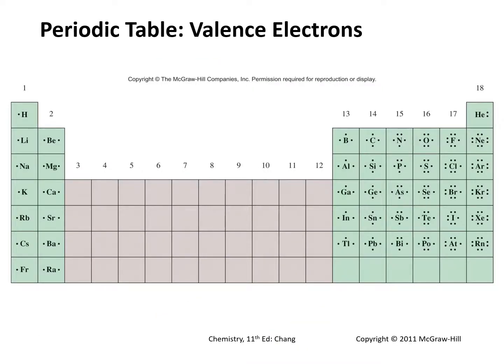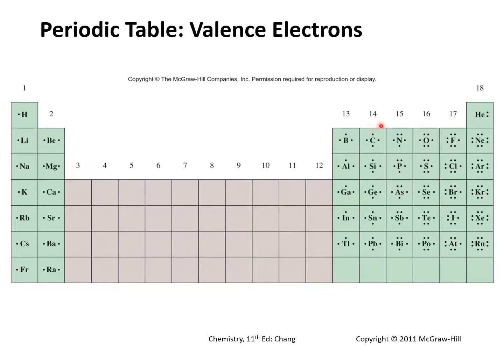You may have noticed that all the groups in the periodic table are numbered consecutively from 1 to 18. These numbers represent the group number. The significance of the group number is that it represents the number of valence electrons for all of the elements in that group. So for example, the elements in group 1 have 1 valence electron. The elements in group 2 have 2 valence electrons. Once we get to group 13, the number of valence electrons is determined by taking the group number and subtracting 10. So for example, in group 13, we would have 13 minus 10, which gives us 3 valence electrons.